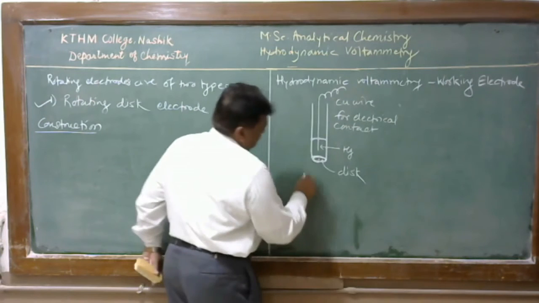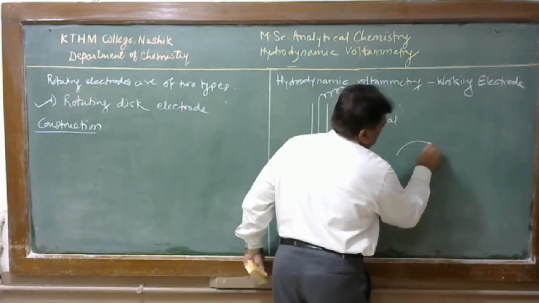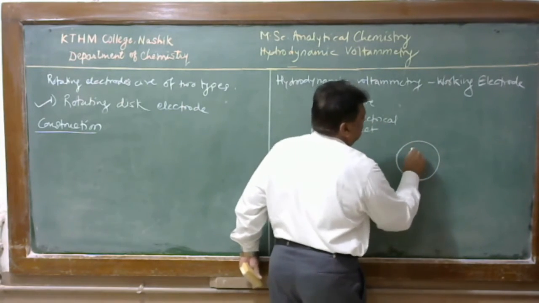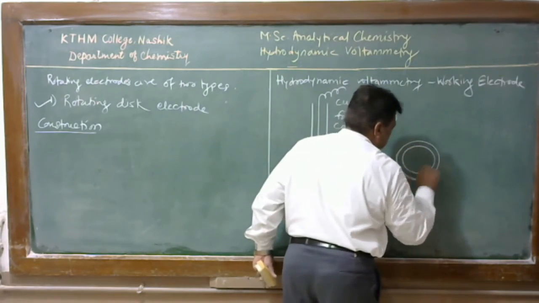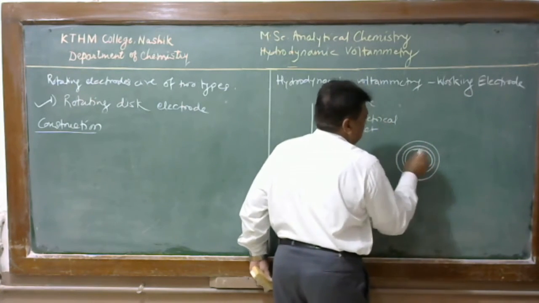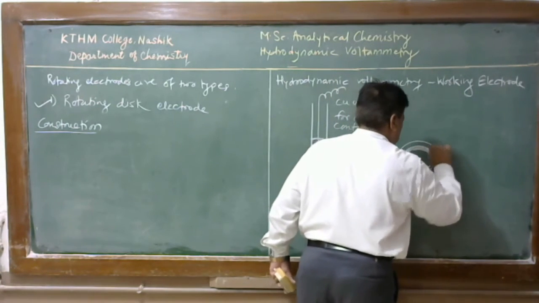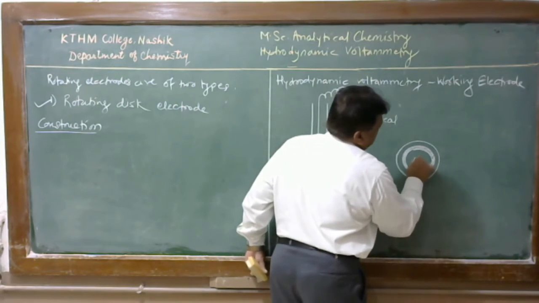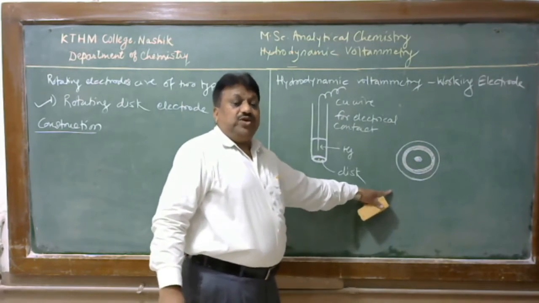If we view this rotating disc electrode from the bottom, then we have its structure like this. Here this is a glass tube. Inside the glass tube, a platinum ring is sealed. In this fashion, it is a circular disc. And here another ring is placed in this fashion. This is the bottom view of the rotating disc electrode.